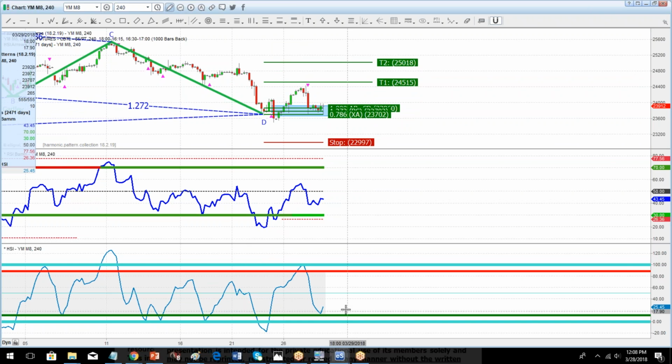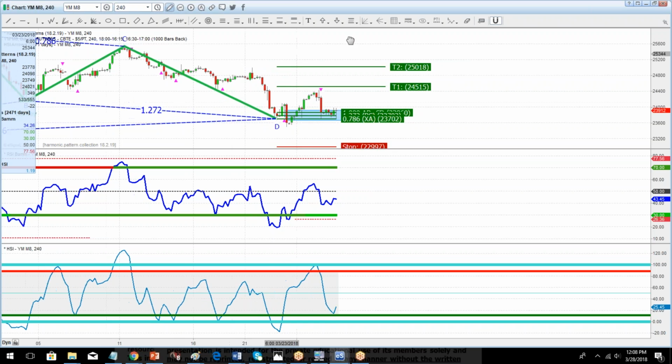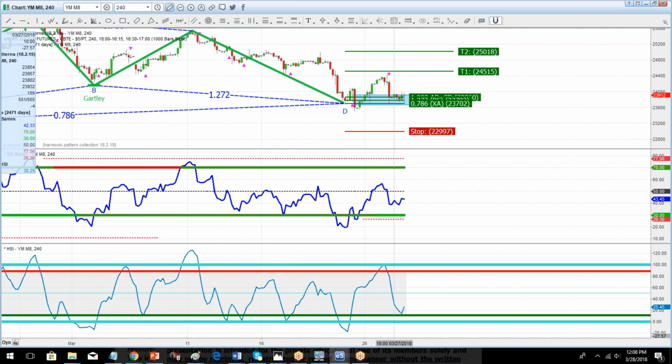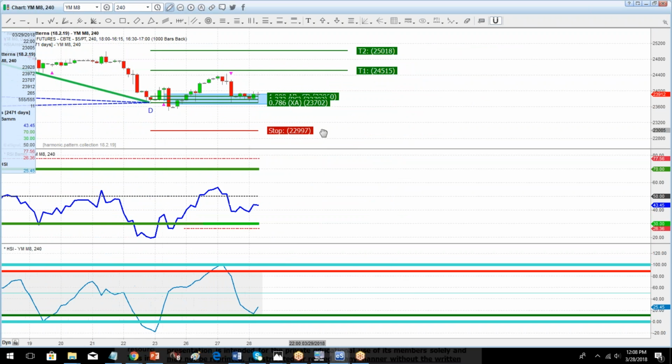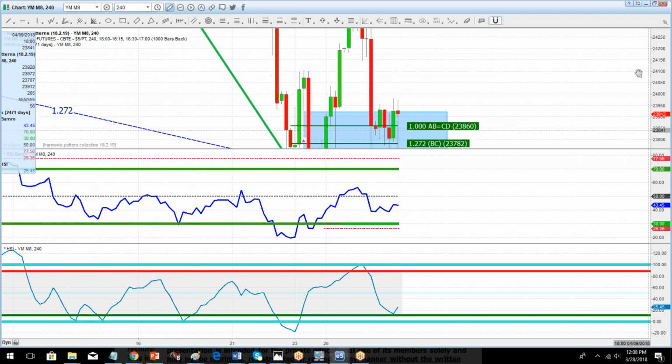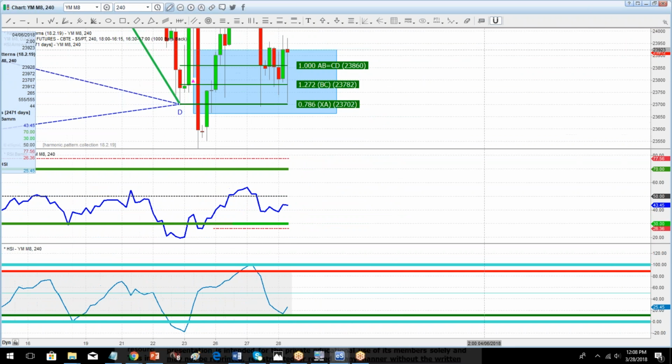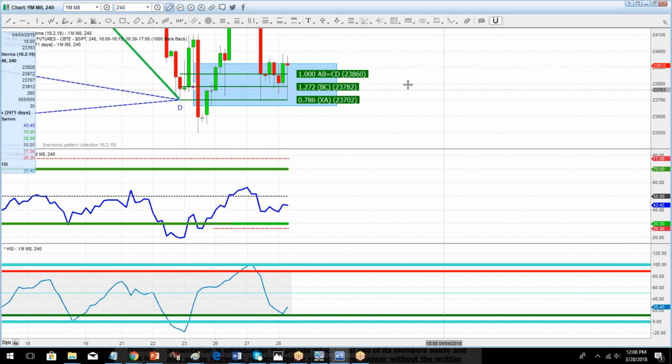Also, look, this is our harmonic strength index. That made an initial low right in that zone. Let me bring this up. There you go. That's noted by the pink arrow. So that zone right here, even today we came down, we hit the 786 exactly at 23,702. And we're starting to turn up.